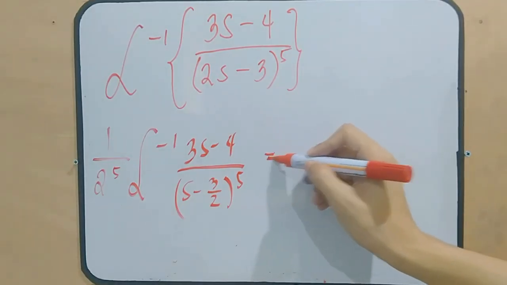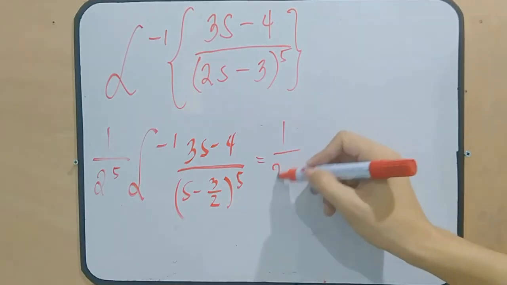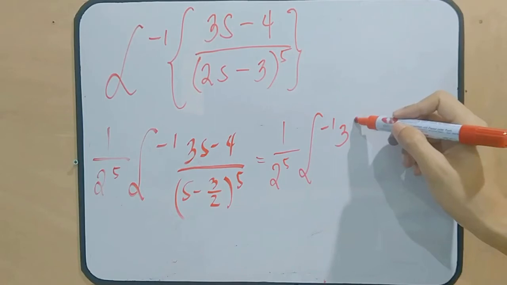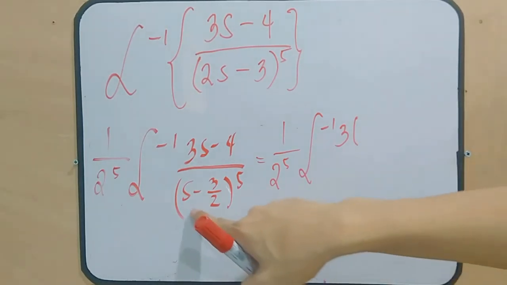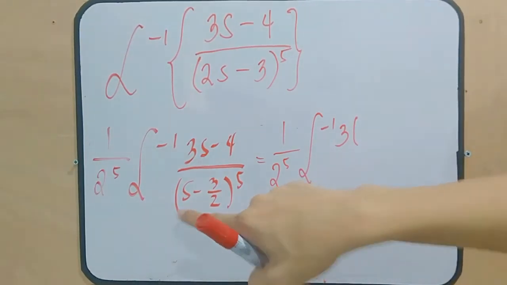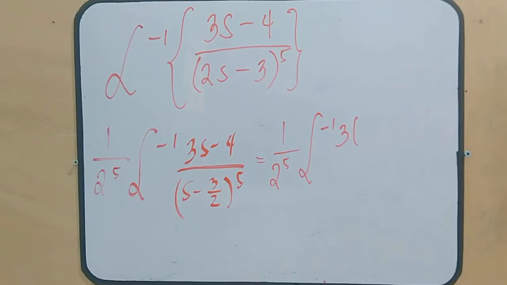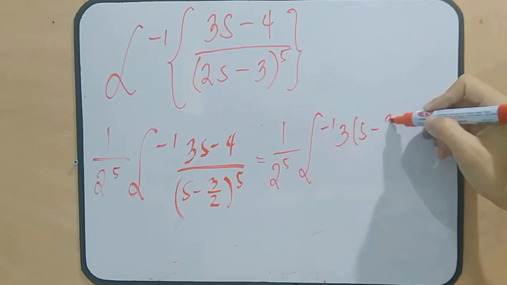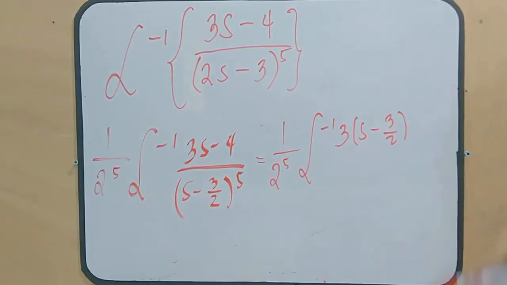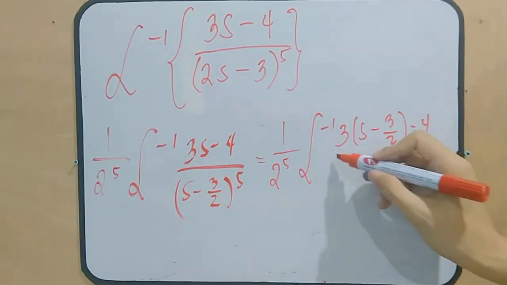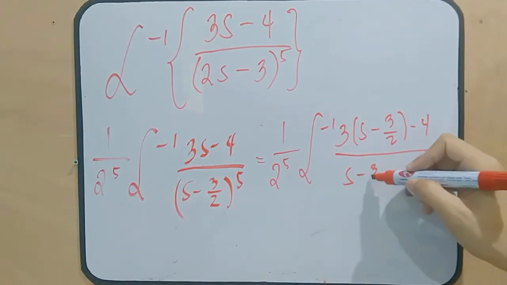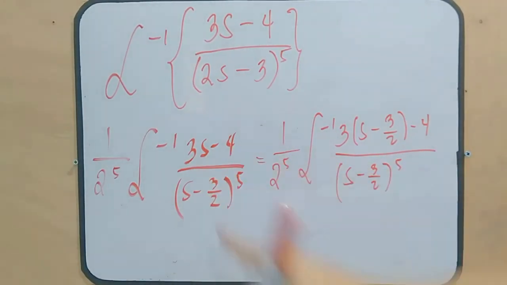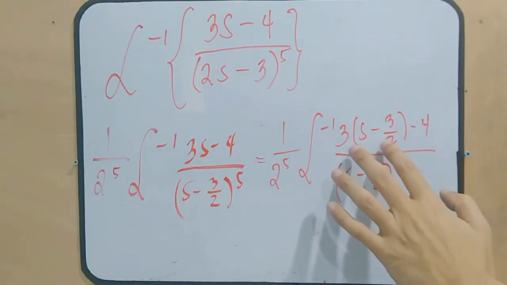So this is equal to 1 over 2 raised to 5, the inverse Laplace transform, so 3. So here, guys, we put 3 halves, so it's the same expression, and we just cancel it out. So we have here s minus 3 halves. Okay? So minus 4 all over s minus 3 halves raised to 5. Now here, this is not equal, so we added a constant here.